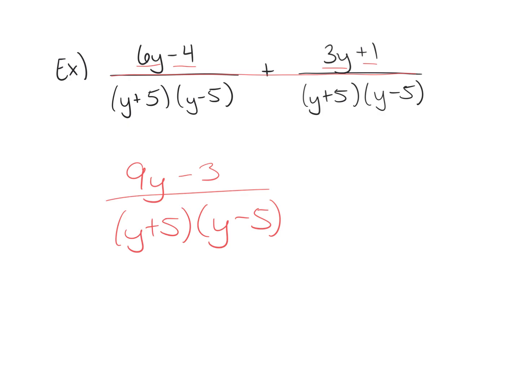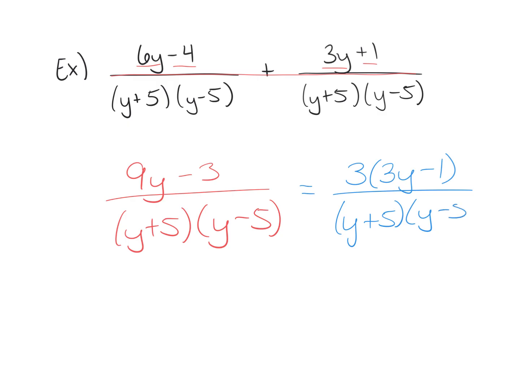What do we need to check for? To simplify it. What can I take out of the top? 3. What's left? Y minus 1. We have 3y minus 1. Yep. And then denominator stays the same. What's the last thing we check for? Can I cancel anything out? No. What do I do if I can't? That's your answer, right? You leave it. Yep.